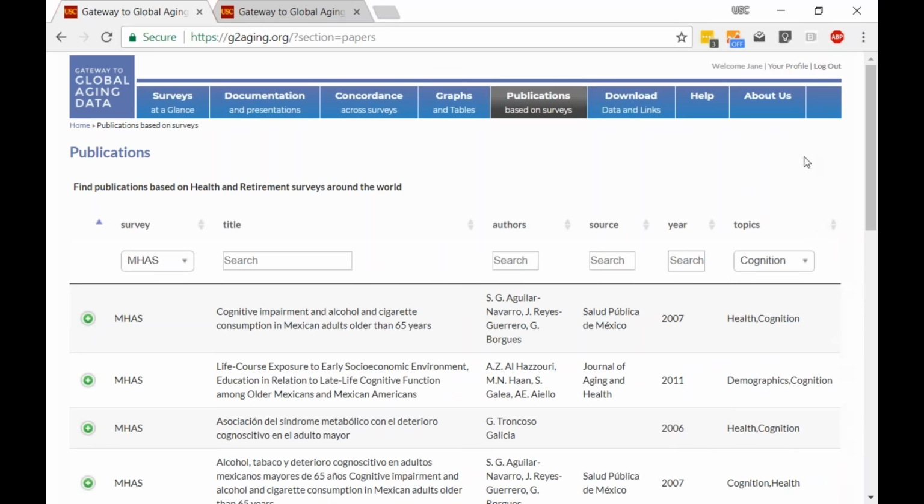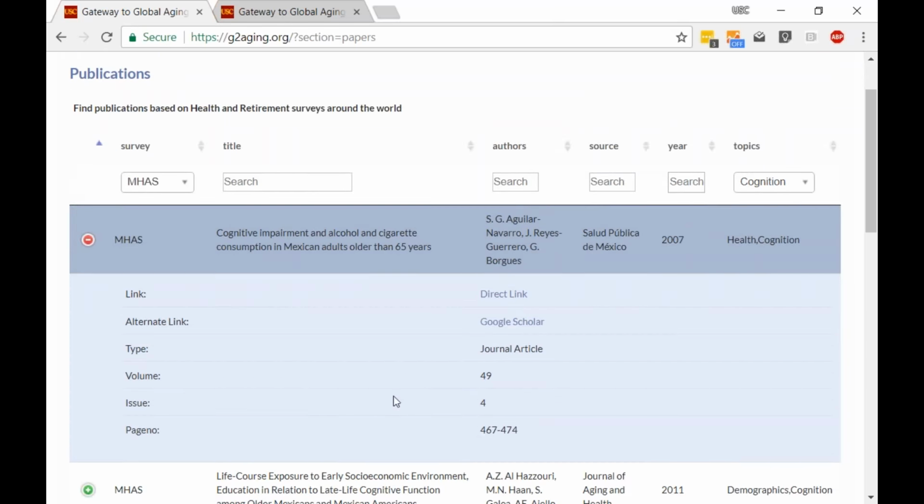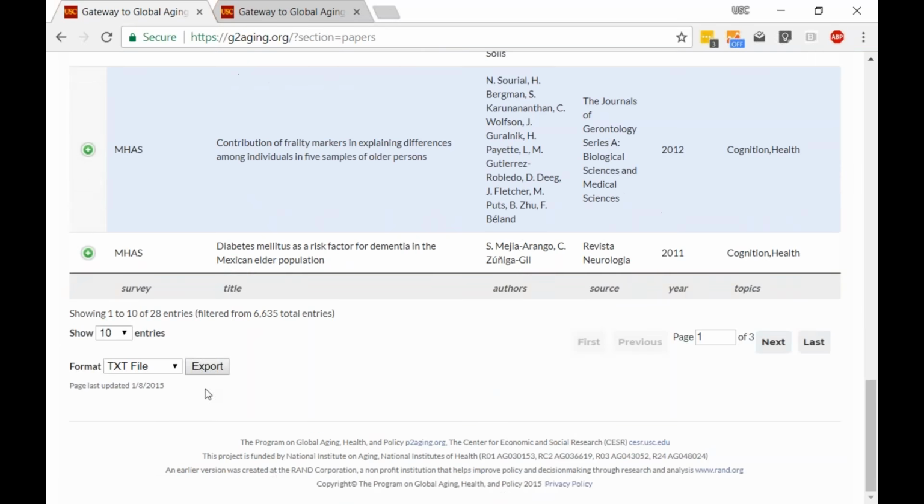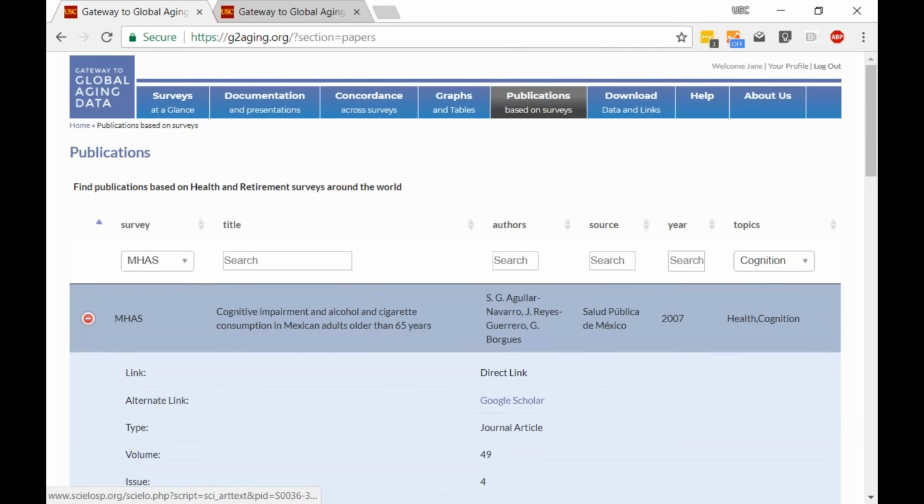Survey cognition. And then what I'm going to get here is a list of published analyses which are using cognition, which use MHAS data. For any of these, we can find out more information. You can get a direct link, if it's available, to that article, or you can just get a link to Google Scholar, because perhaps you can access that article through your institution. For any of these that you select, you can also download and export these entries in text, CSV, or EndNote file. So this is really helpful.